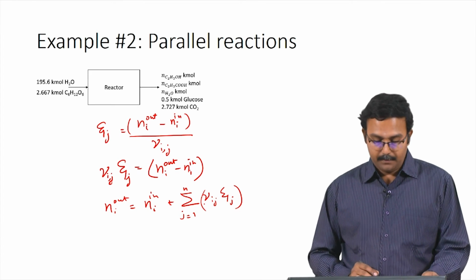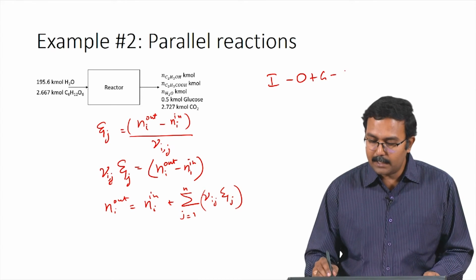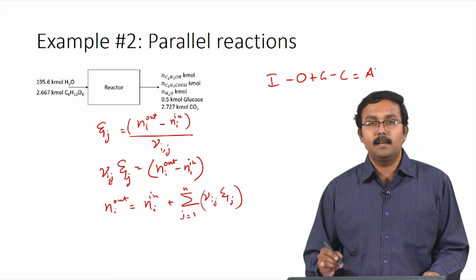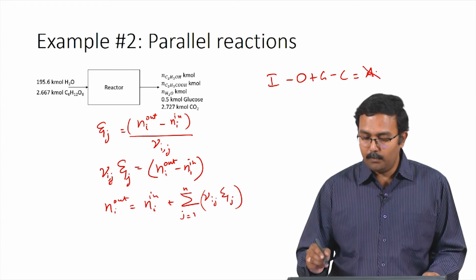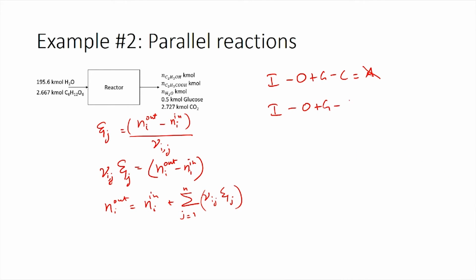How did I write this equation? So, what we have is input minus output plus generation minus consumption equals accumulation, which is the general balance equation. At steady state, accumulation is 0, giving us input minus output plus generation minus consumption equals 0. So, output is basically equal to input plus generation minus consumption. This term generation minus consumption represents the change in the number of moles due to reaction.